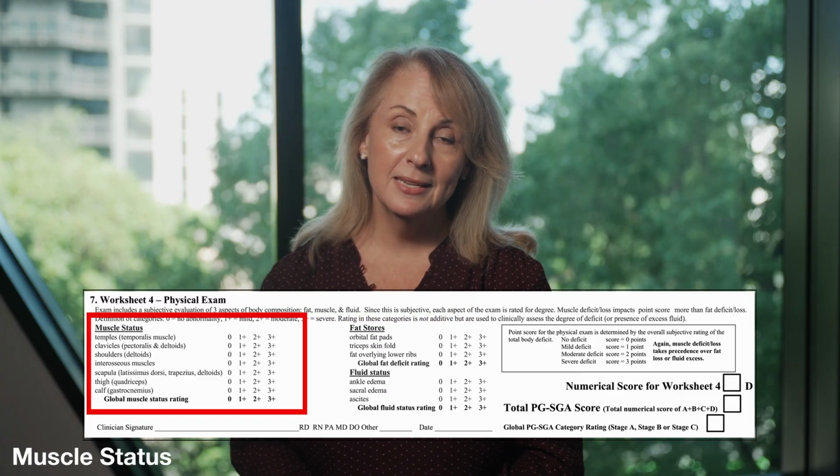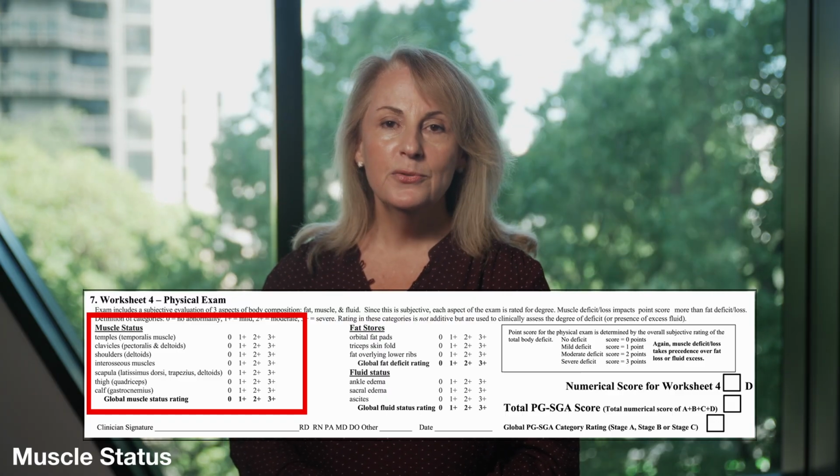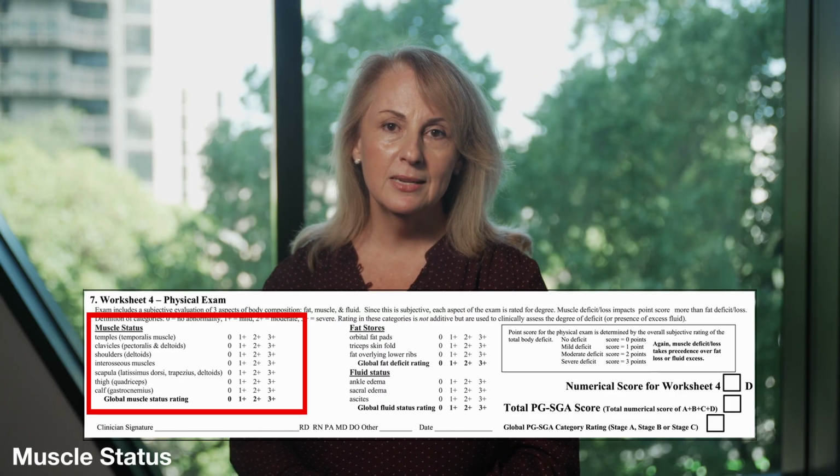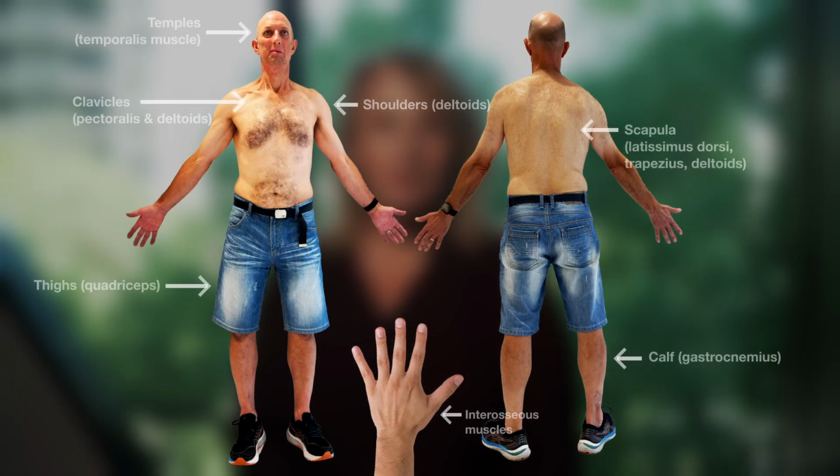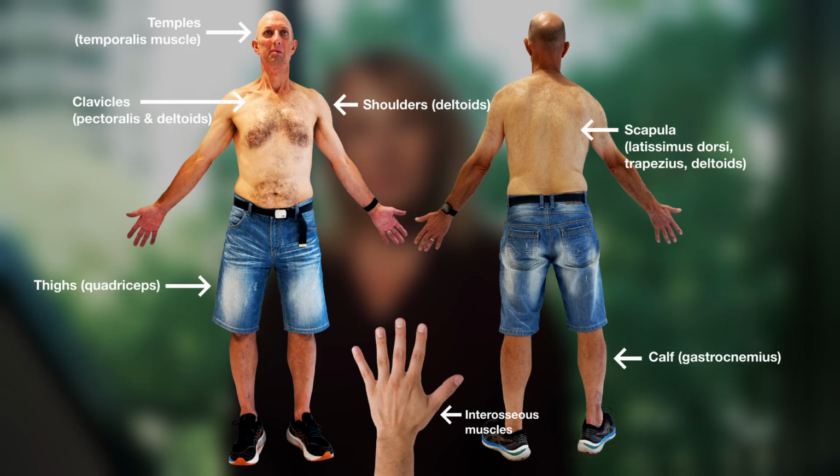Muscle status is assessed at 7 key sites from which a global muscle status rating is given based on muscle mass, bulk and tone. Assess as many sites as is practical to have a global sense of muscle deficit. The muscle sites should be prioritised and ideally at least 4 sites should be assessed.